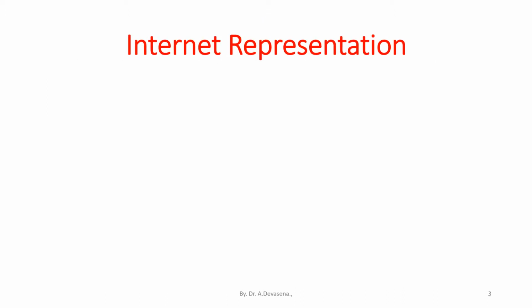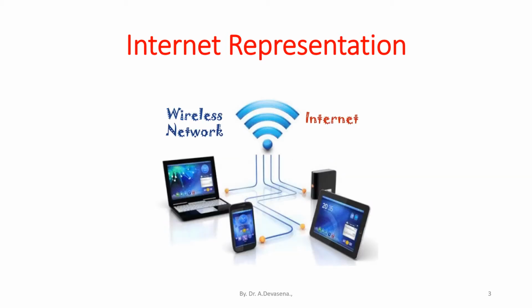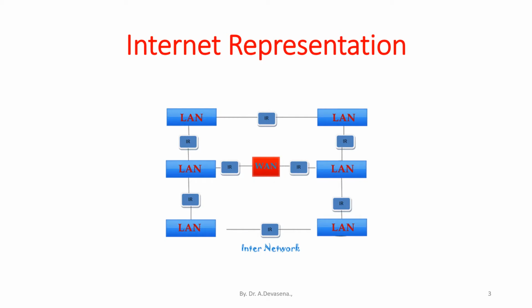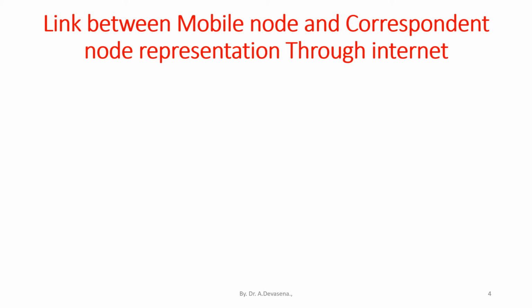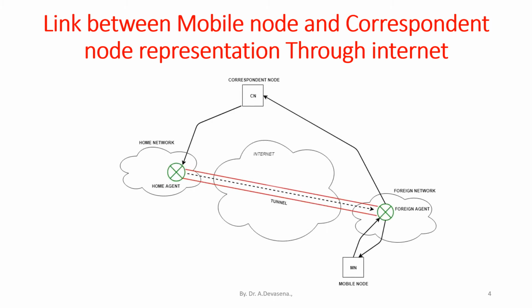Here is a small representation of the Internet with the help of a diagram. Here is how the Internet connection takes place between the gadgets as well as the mobile nodes. We see the link between the mobile node and the correspondent node through the internet. In this diagram, the correspondent node is connected to the home network and the mobile node is connected to the foreign network.